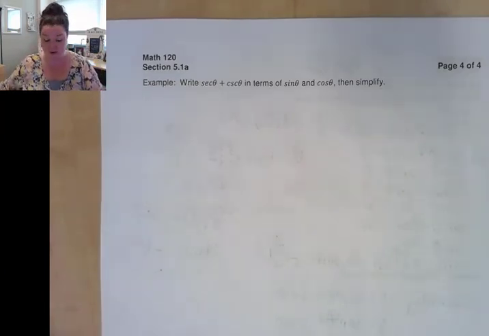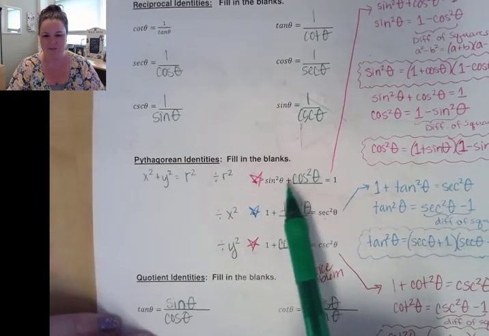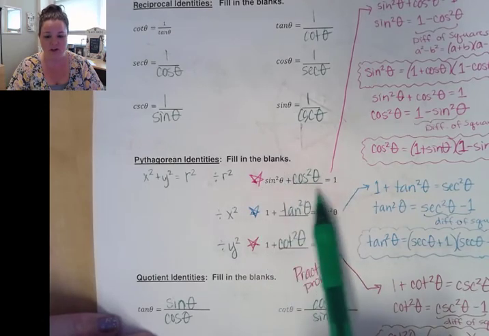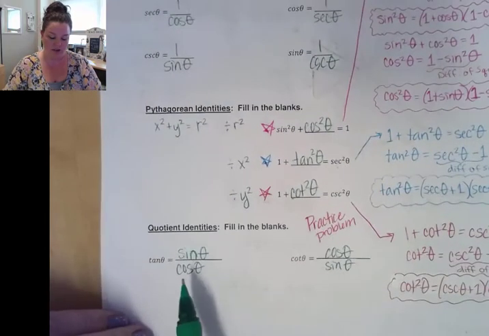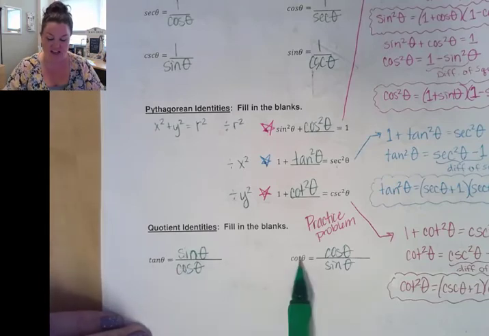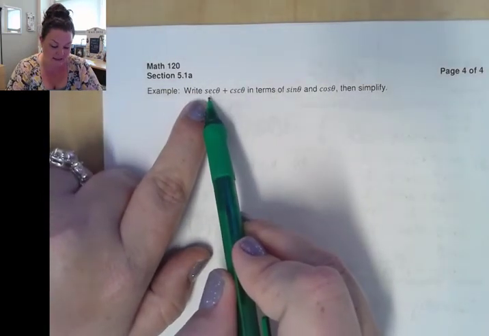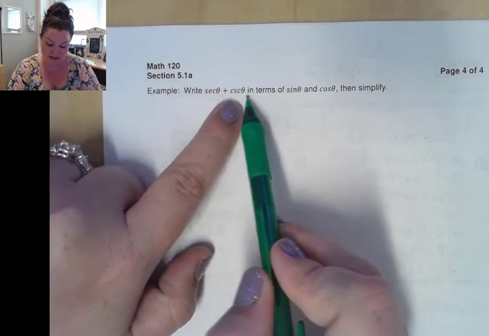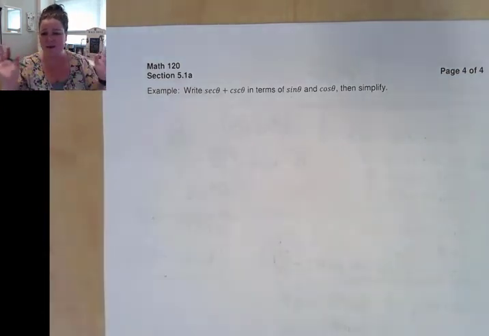We do have a Pythagorean identity, this first one: sine squared plus cosine squared equals 1. We could use that. The only other one that we have that involves sine and cosine is our quotient identities, but the way that we get our quotient identities is dealing with tangent and cotangent. And on this one, it didn't say anything about tangent or cotangent. It says that we want to write secant theta plus cosecant theta in terms of sine theta and cosine theta, and then we want to simplify.